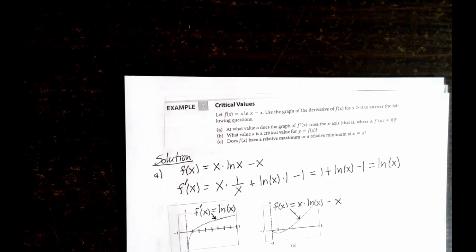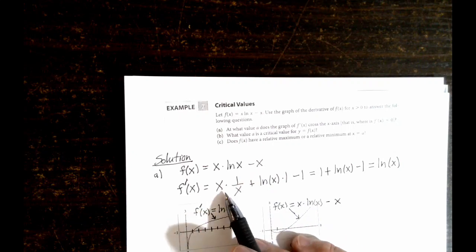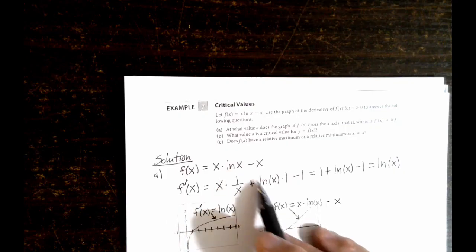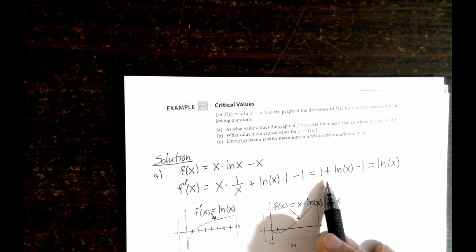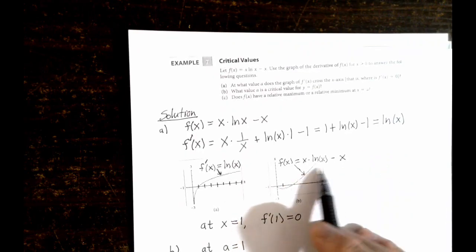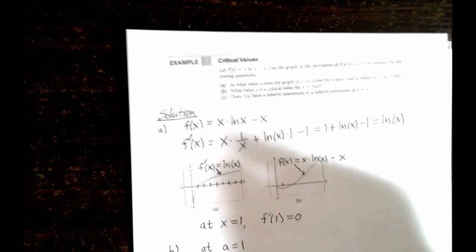Alright, example 7. We've got the original function and we take the derivative. We're going to use the product rule here. First, derivative of the second plus second, derivative of the first, and then the derivative of x is just 1. So you get this here, and 1 and minus 1 go away, so you just get ln of x. So here's your original function, and here's your derivative, which is just ln of x.